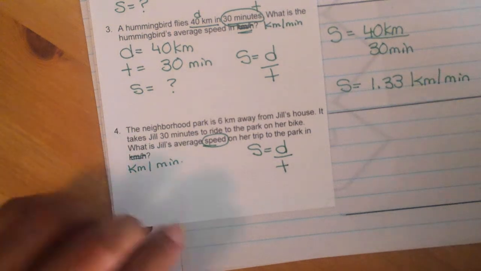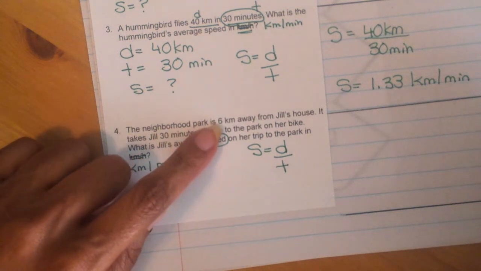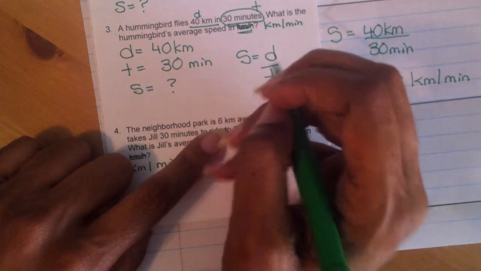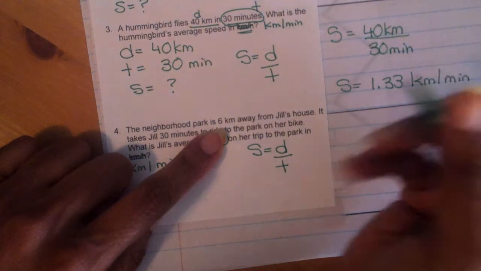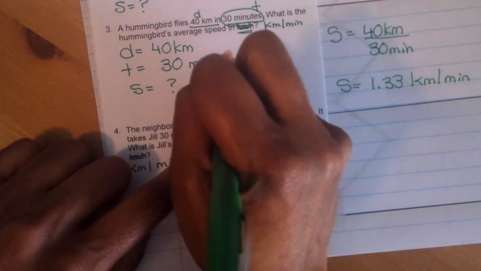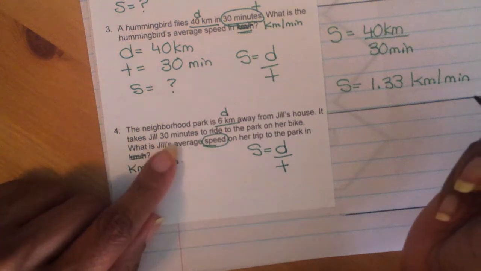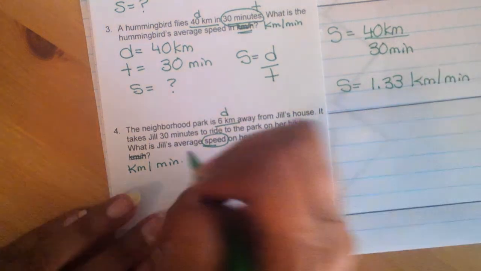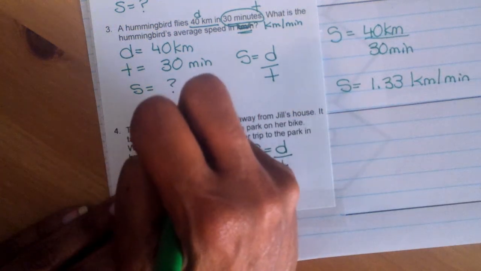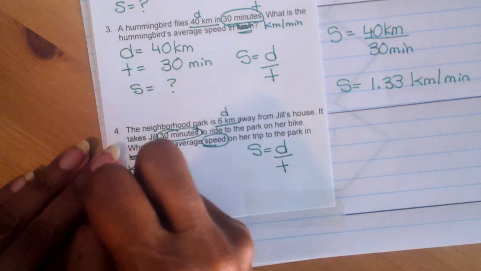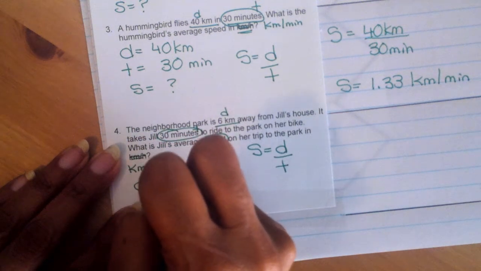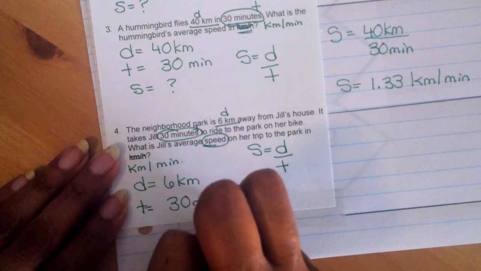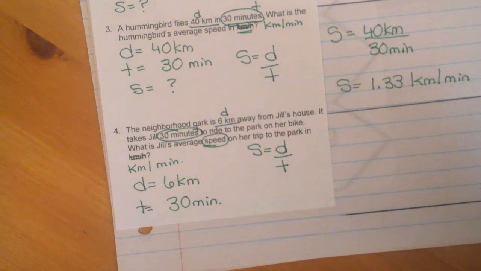Okay, so let's read our question and get our information. So the park is 6 kilometers away. Sorry about that. We're going to underline our kilometers, that's distance. And it says it takes Jill 30 minutes to ride her bike to the park. So 30 minutes, that's our time. So the information we have is our distance is 6 kilometers and our time is 30 minutes. And I'm just going to put MIN. All right.